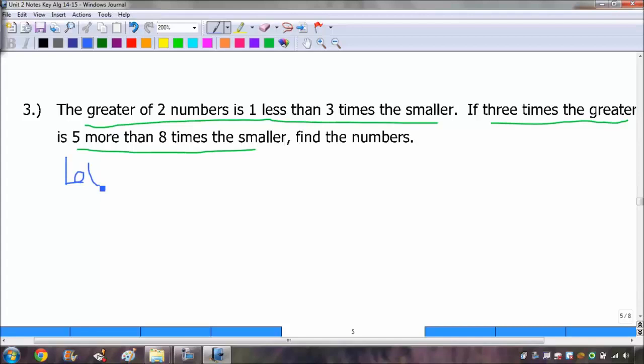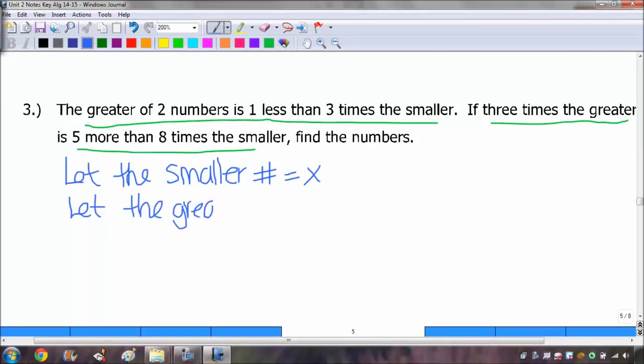So I'm going to say let the smaller number equal x. All right, so then the greater number is 1 less than 3 times the smaller. So I'm going to write a let statement that says let the greater number equal, well, if it's 1 less than 3 times the smaller, I'm going to take the smaller, which we called x, okay, and I'm going to multiply that by 3 because it's 3 times the smaller, and it's 1 less than that, so I'm going to subtract 1. Okay, so I've written my let statements.